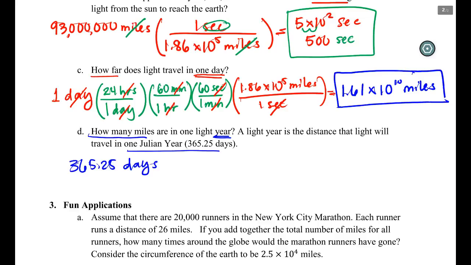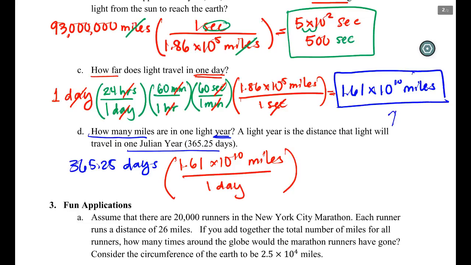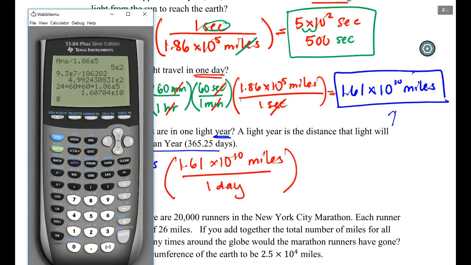There are a lot of ways to do this. One is we just figured out how many miles it'll travel in 1 day. So the easiest thing to do instead of redoing all these conversions is just say, oh, this many miles is in 1 day. That's what we just found in part C. So if I just multiply those together, I'll have my answer. So I'll take my previous answer and multiply by 365.25. So we get out 5.87 times 10 to the 12th.